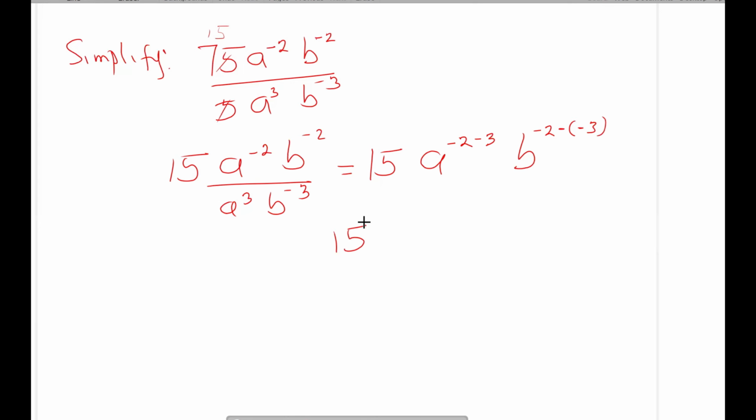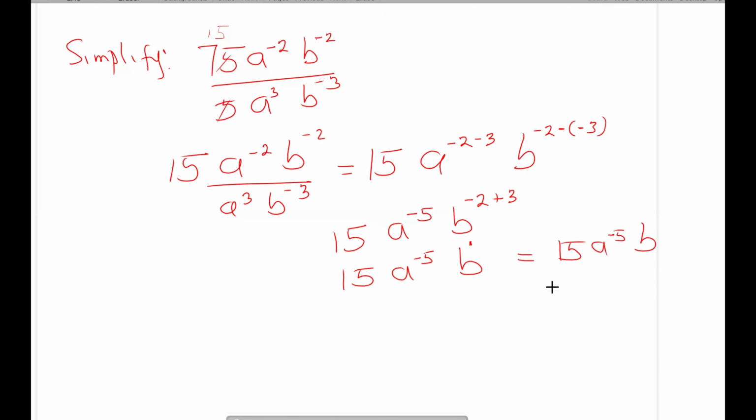This one will be 15 a raised to the power of minus 5, b raised to the power of minus 2. Okay, now minus times minus becomes plus, so this one becomes plus 3. And that is 15 a raised to the power of minus 5, b raised to the power of minus 2 plus 3, that's 1. So that means here we have 15 a raised to the power of minus 5, b.